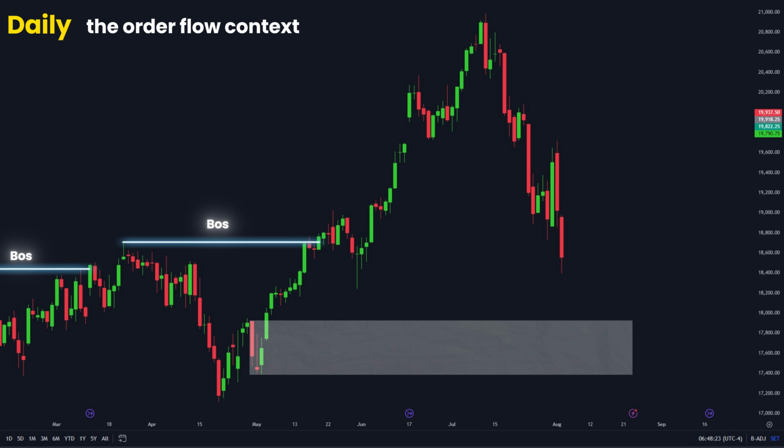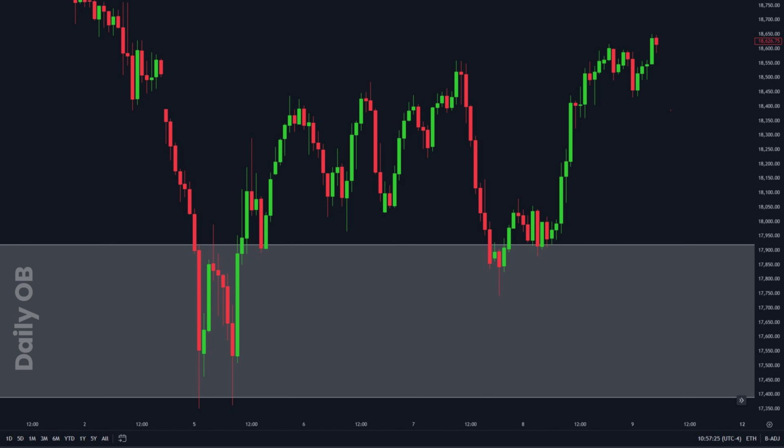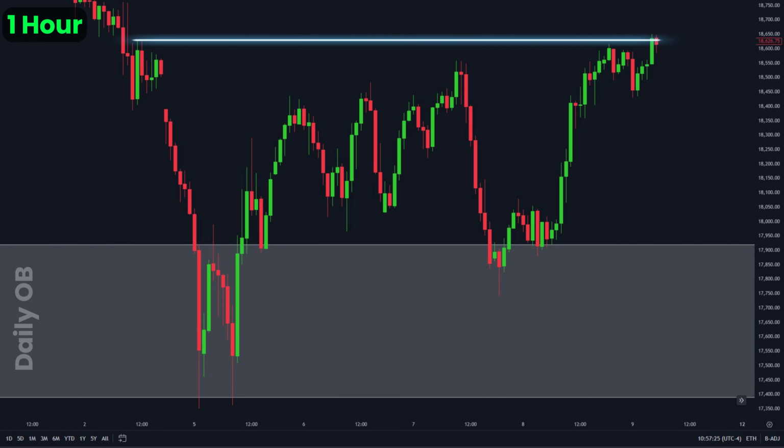So now, after we define the major order flow context and the potential order block, we wait for the price to get into the order block, and then we drop to the middle time frame, the 1 hour in this case. We will be waiting for the first confirmation in the form of a market structure shift, and once the market breaks the structure to the upside, it indicates the start of the move.